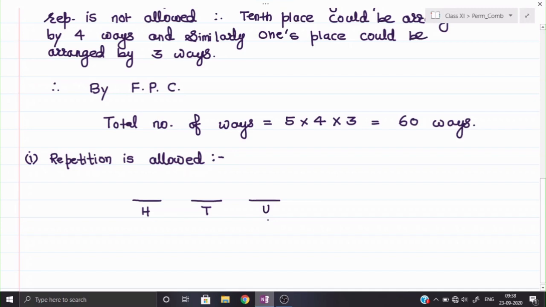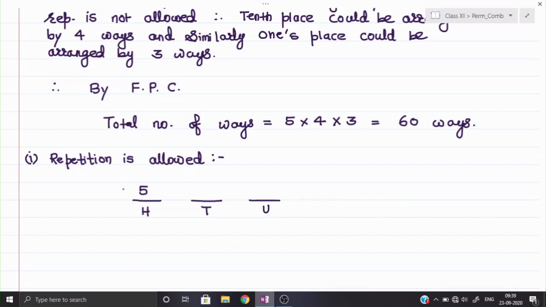Now you see, the 100s place can be arranged in 5 ways because all 5 numbers are available. There is no difference in the number of arrangements for the first place, whether repetition is allowed or not, because in the beginning you have all the numbers. Now when you go to the 10s place, since repetition is allowed, the number that came on the 100s place can come on the 10s place also.